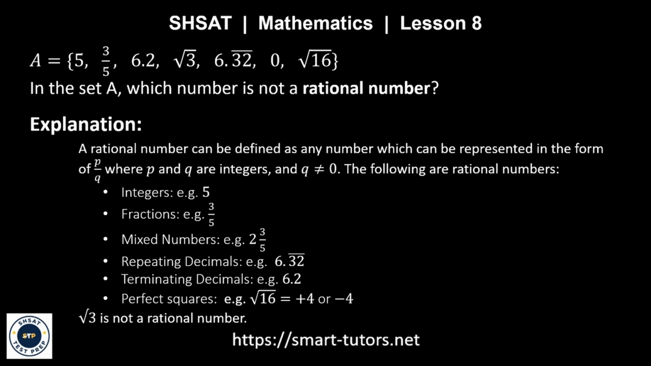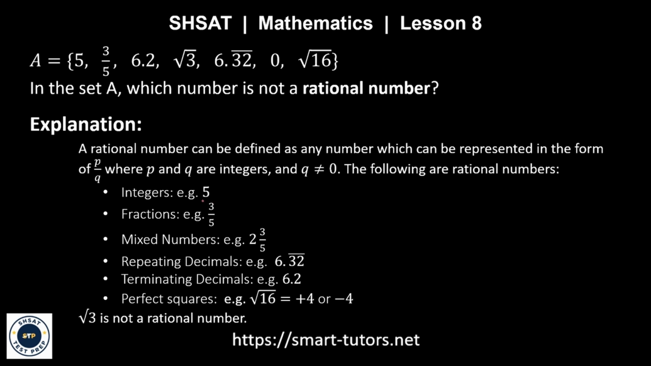In this set A, which number is not a rational number? So let's go over a definition of a rational number. A rational number can be defined as any number which can be represented in the form of p over q, where p and q are integers and q is not equal to 0. The following are examples of rational numbers.